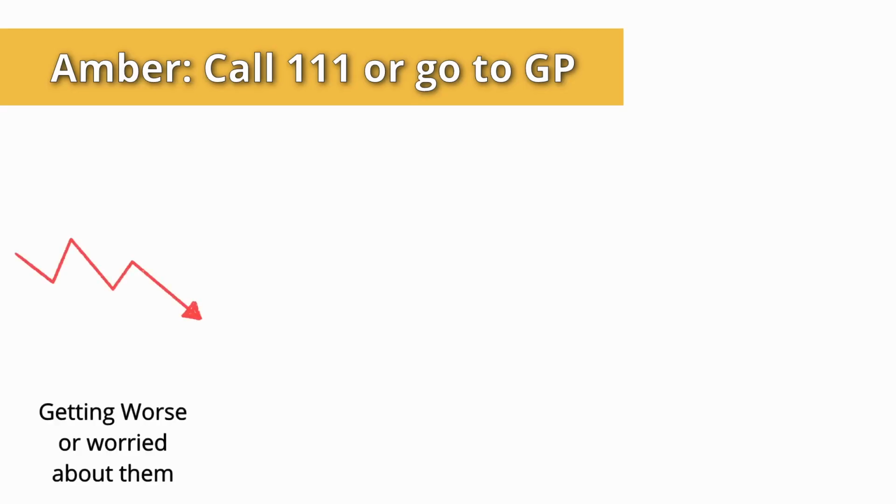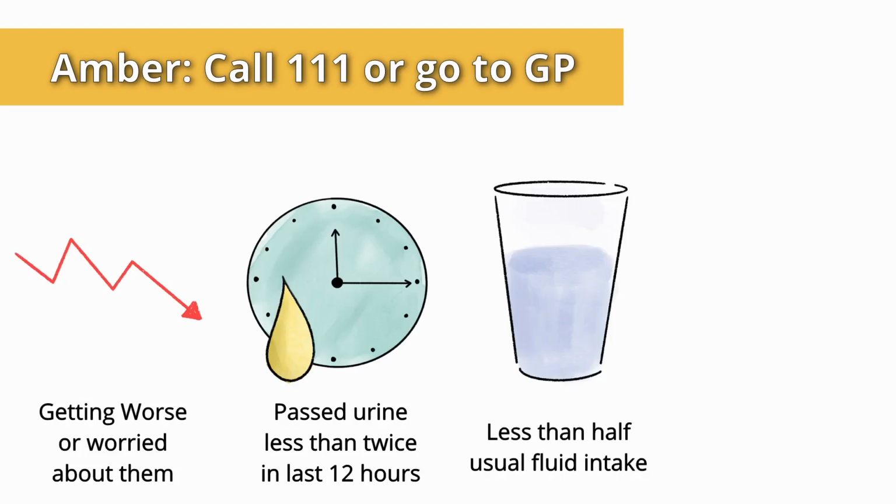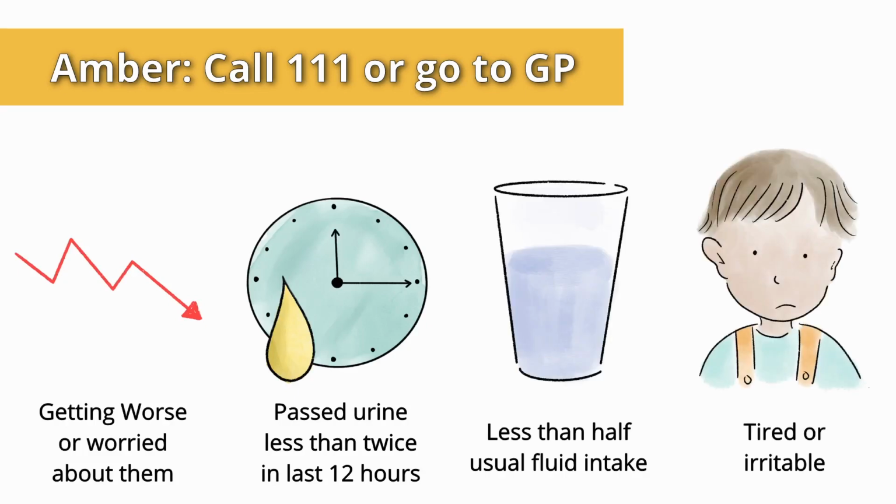Please call 111 or see your GP the same day if your child has any of these amber features. These include you feel they're getting worse or you're worried about them, they've passed urine less than twice in the last 12 hours, their fluid intake is less than half that it would usually be, or they're very tired or irritable.